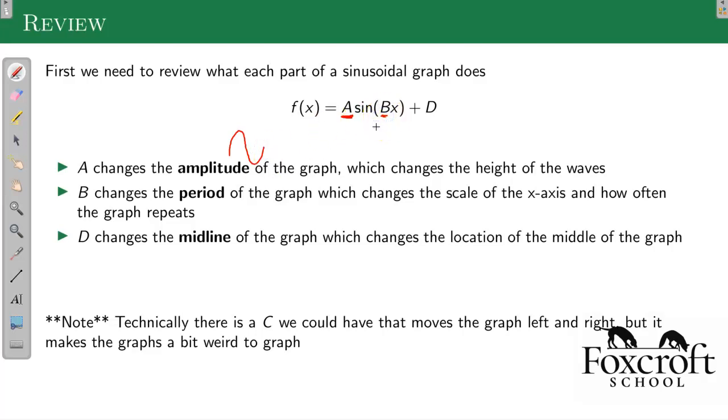B, this number in here, changes how often my graph repeats and has that nice little formula, 2 pi over b, to figure out how often my graph is going to repeat. And D, this number at the end here, changes the midline, where the middle of my graph goes through.